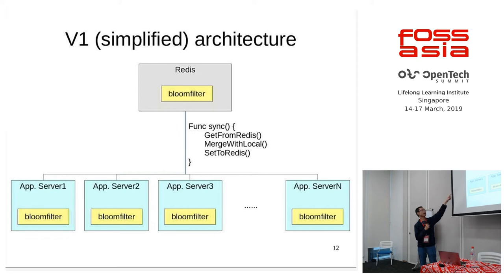Here is the V1 simplified architecture. You can see that there are a lot of application servers. Previously, I mentioned the bloom filter is stored in the local memory of every application server. And there is a problem. If user A goes into server one, we need a mechanism to synchronize that access token to all of the application servers. Otherwise, if he goes into server one and in the next 10 minutes he goes into server X, he will be throttled because he is not synchronized.